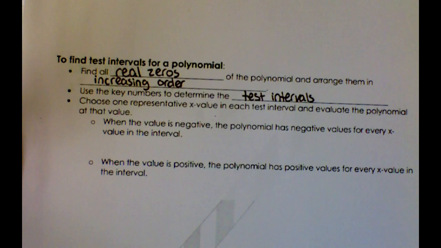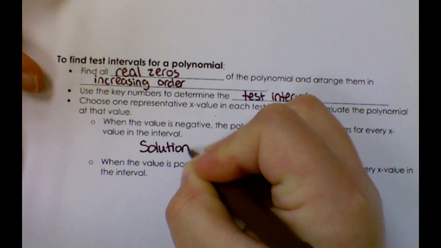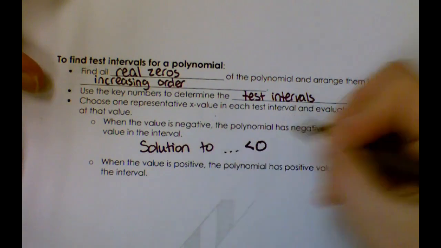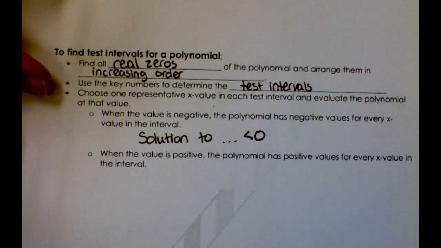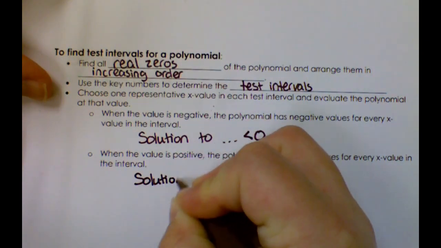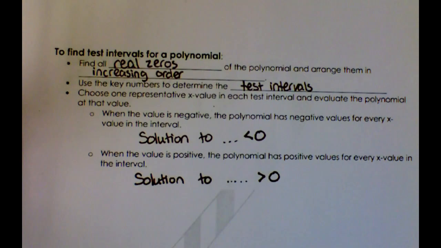When the value is negative, the polynomial has negative values for every x value in that interval, which means this is going to be a solution to a less than 0 problem. You'll have something less than 0. When the value is positive, the polynomial has positive values for every x value in the interval. That means it is going to be a solution to something greater than 0. So notice 0 is very key here. So let's try another one.